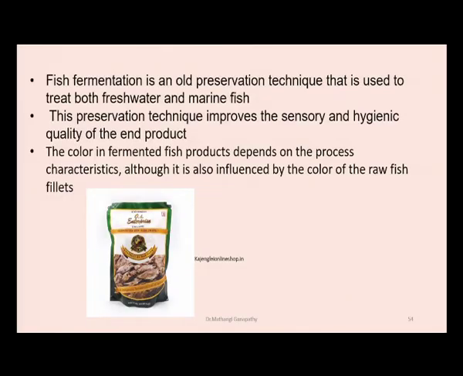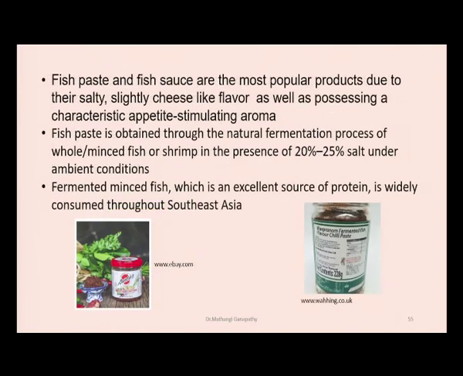Another product where this also plays a huge role is fish fermentation. This is done both in freshwater as well as marine fish, and this fermentation improves the sensory as well as the hygienic quality of the end product. Here also color development depends upon the process characteristics, but it is also to a large extent influenced by the color of the raw fish fillets, which is the type of fish you are trying to process. The other fish products, fish paste and fish sauce, are also stable consumer preferred products because of their salty, cheesy like flavor as well as aroma. This is again a natural product of the natural fermentation process in the presence of 20 to 25% salt under ambient conditions. Fermented fish is an excellent source of protein which is consumed widely throughout Southeast Asia.